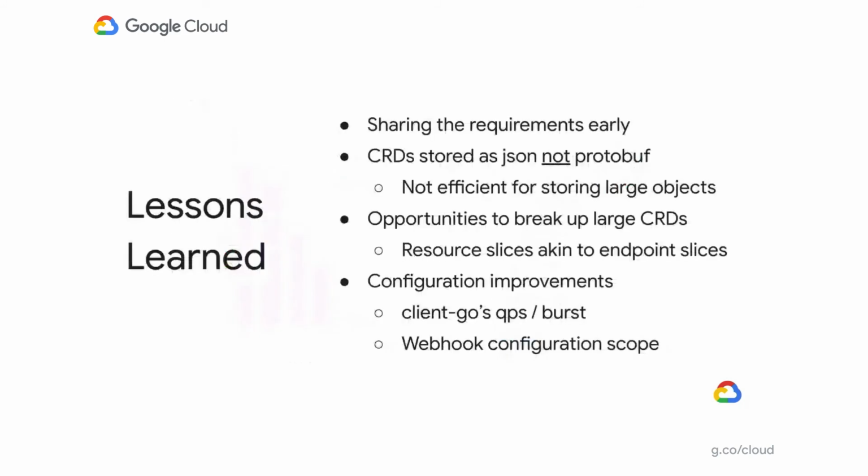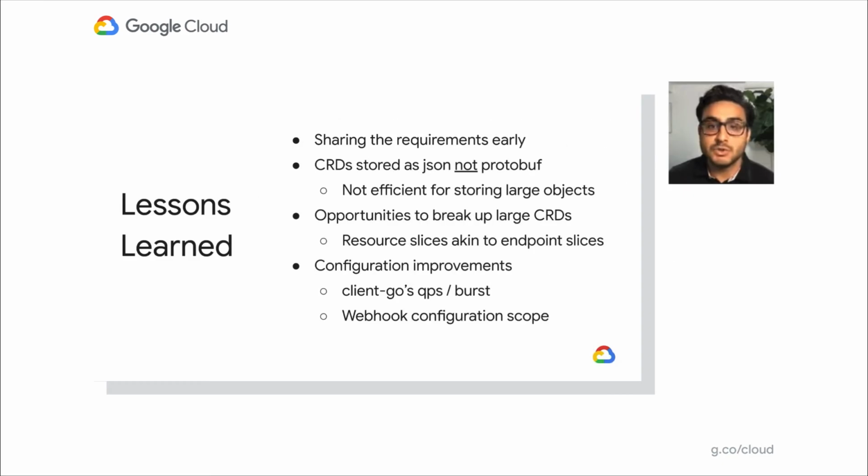So what did we learn from all of these tests? In many cases, we benefited from sharing our requirements early on with Google. This also helped Google with prioritizing future work. Another point we learned was that CRDs are stored as JSON and not protobuf structs. This is not very efficient when you're storing large objects, but there are a few tricks that you can use here. You can break up a large CRD, if it contains a large array, into slices. This is similar to how endpoint slices work in release version 1.17.